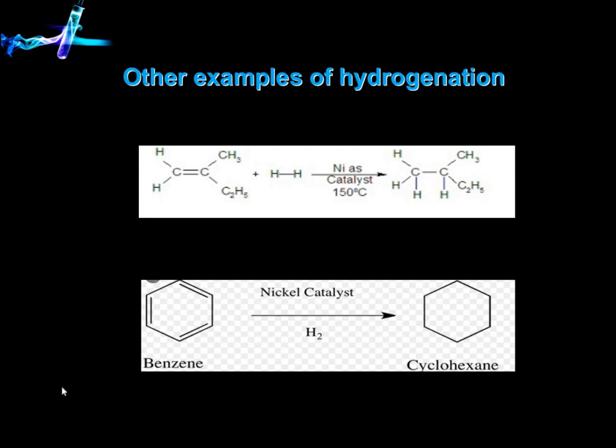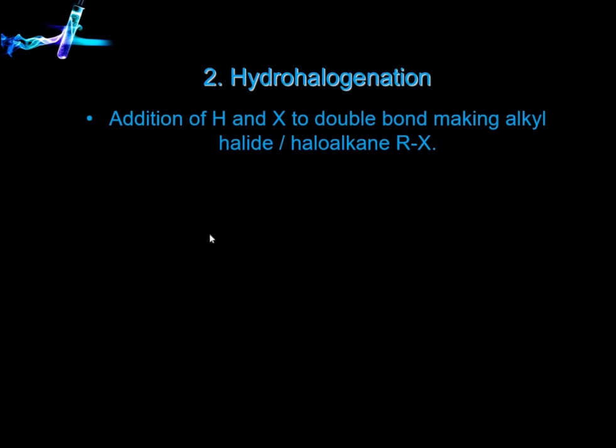The next reaction is hydrohalogenation. The term hydrohalogenation means addition of hydrogen and halogen to the double bond, making alkyl halide or haloalkane. Do remember, this is opposite to what you have studied in the preparation of alkenes. We studied dehydrohalogenation, that was removal of hydrogen and halogen from alkyl halide. Now this process is totally opposite to that. This is hydrohalogenation, which means addition of hydrogen and halogen to the alkene molecule.